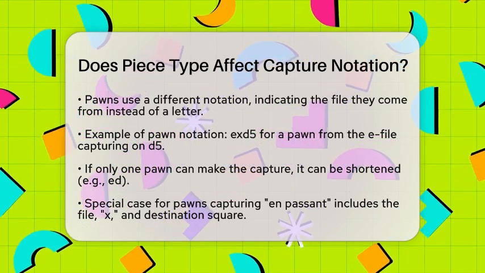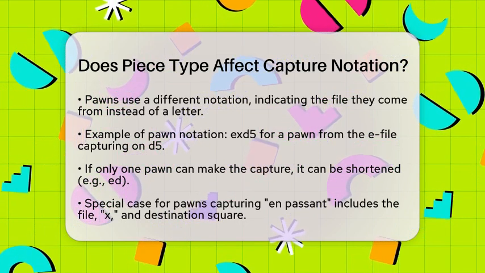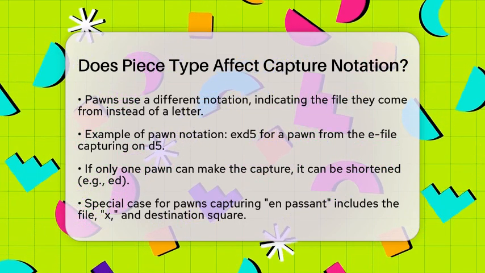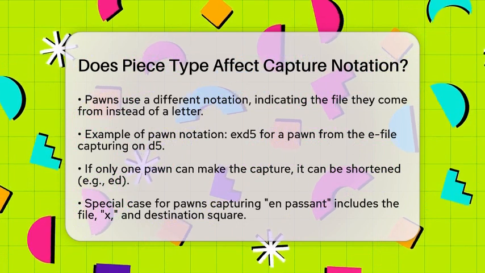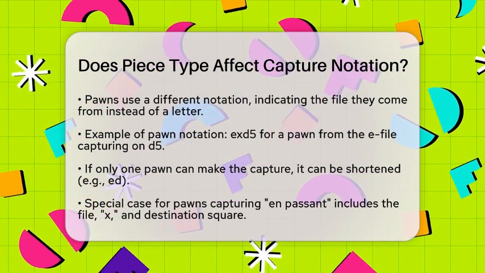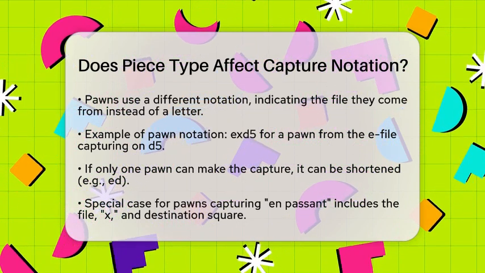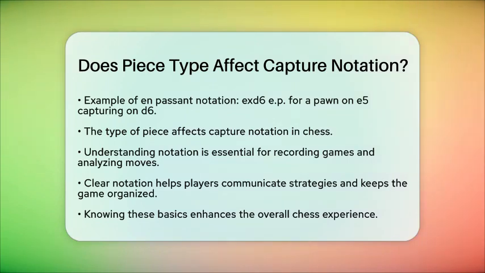There are also special cases, like when a pawn captures en passant. In this situation, we include the file of the pawn, an X, and the destination square. For example, if a pawn on e5 captures a pawn on d6 en passant, we would write it as x6ep.